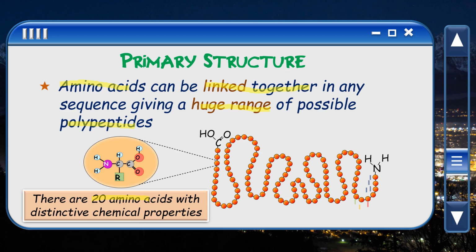When they are forming the different types of protein, the way these amino acids are arranged is different. One amino acid may come, then another one and another one. When you look at another protein, the arrangement of those amino acids may be different, and that gives us a different polypeptide structure. So that's why we are saying amino acids can be linked together in any sequence, giving a huge number of possible polypeptides.